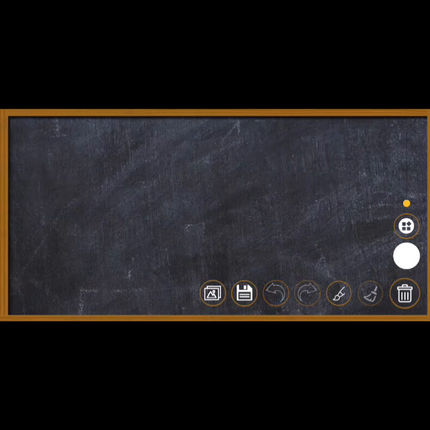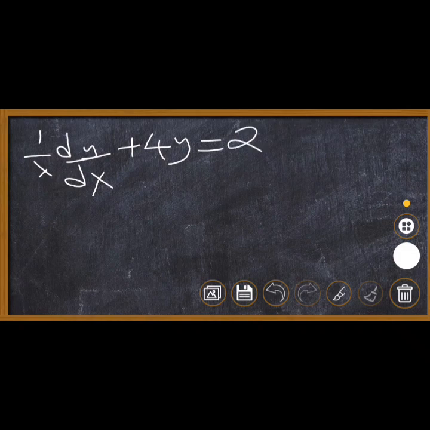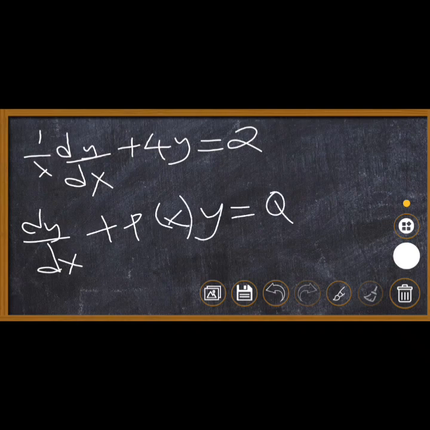So let's say you have, in this case, 1 over x times dy over dx added to 4y equal to 2. So in this case, as you can see, we have a function of y. We also have the first derivative here. So the first thing that we should do here is to write this in the standard form. So the standard form, remember, is what? dy over dx added to p of x times y equal to a certain function, let's say q of x. So this is the order in which it should be written.